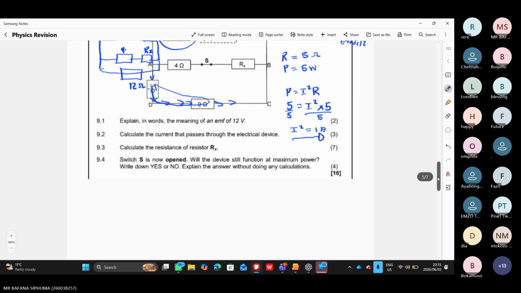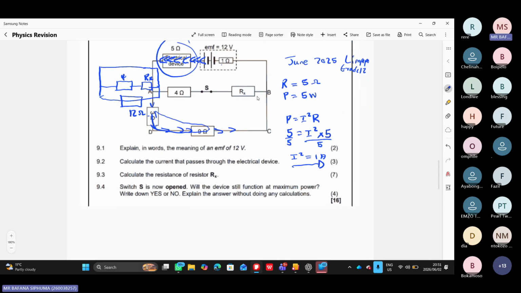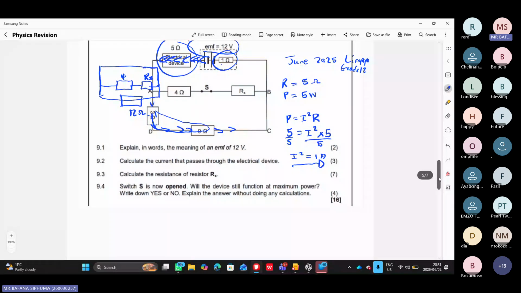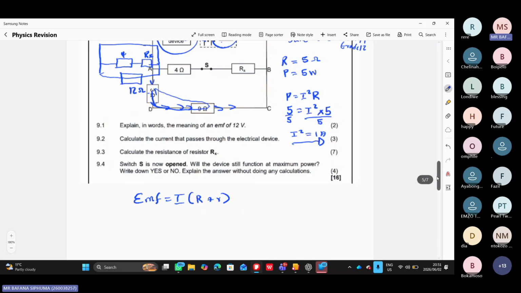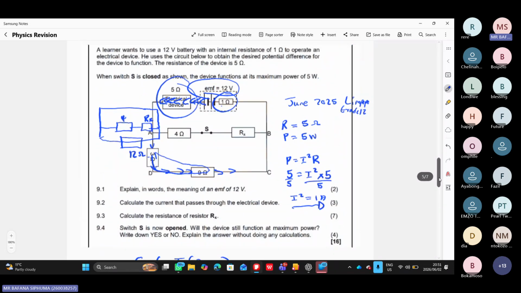Now, what else do you have? You have the internal resistance. What else do you have? You have the EMF. I'm fine. So I'm going to use the formula EMF is equal to I(R plus r). Okay. What is my EMF? My EMF was 12.